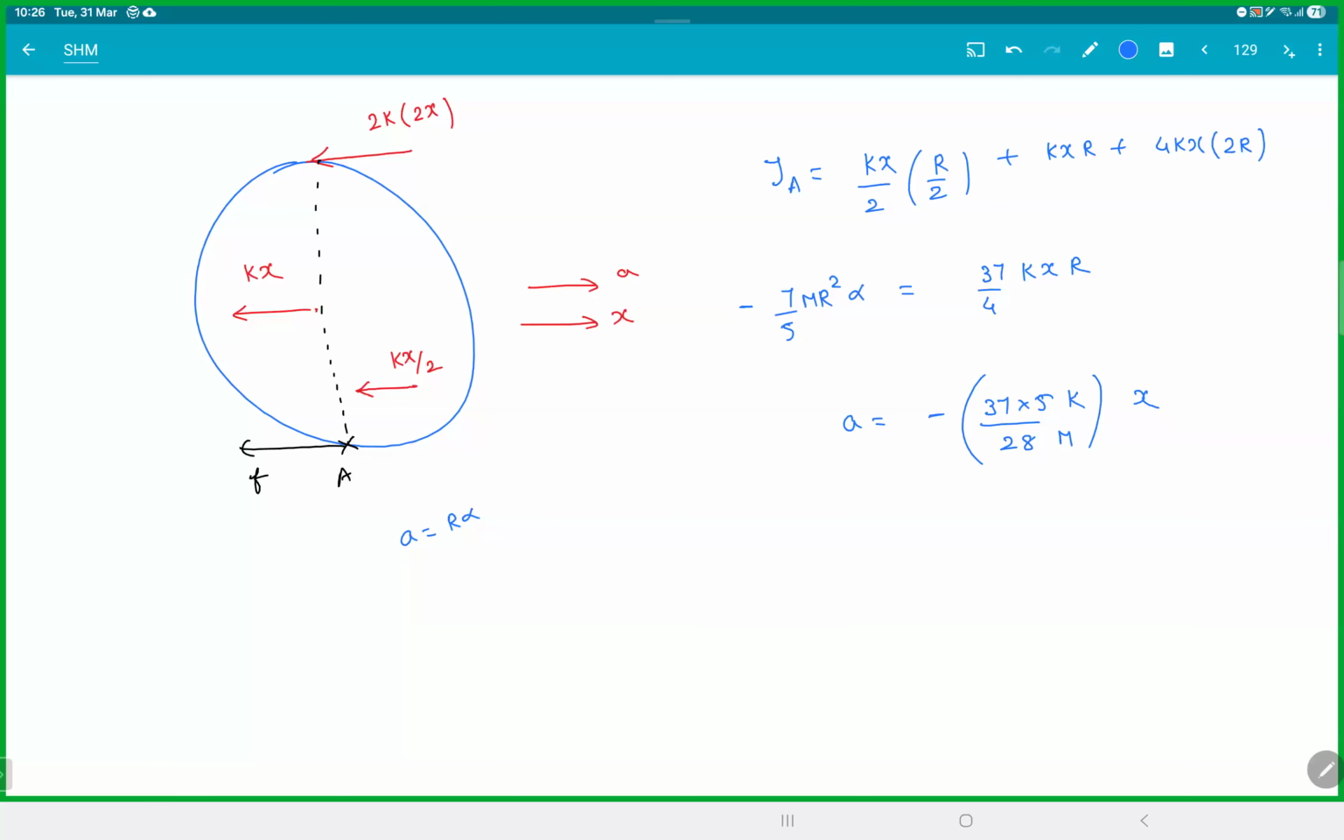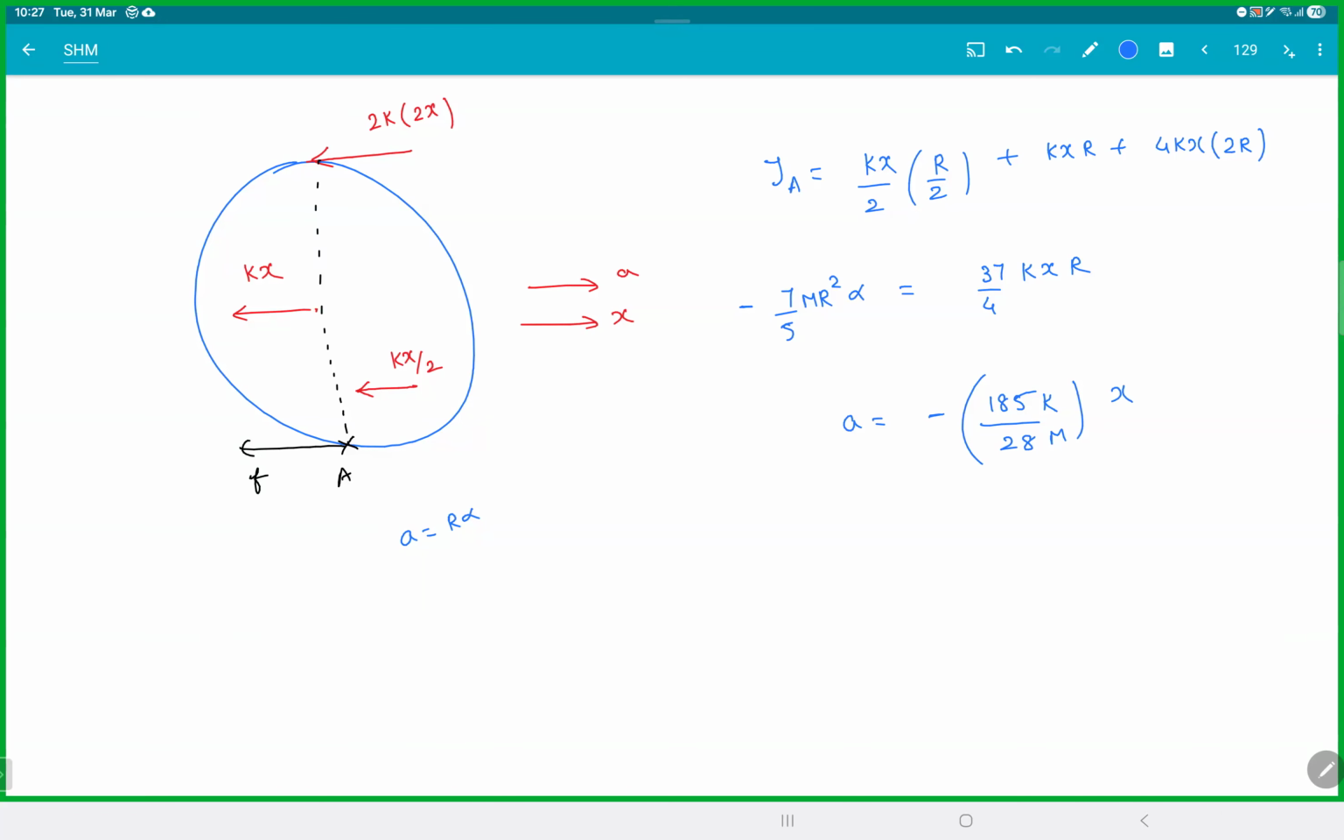You guys got the same? Or did I mess up somewhere? 37 into 5 is how much? 35, 150, 185. I think Samyak got it. Right, Samyak? That's it. The main idea is that the three springs will have different elongations and compressions. Once you got that, it's straightforward after that. It looks like the previous problem. All clear with this?